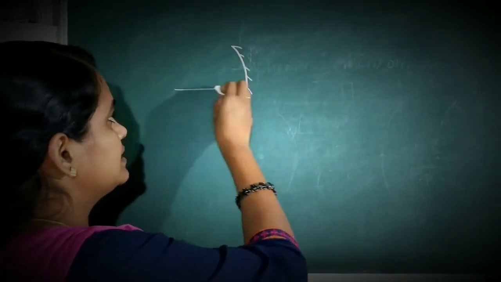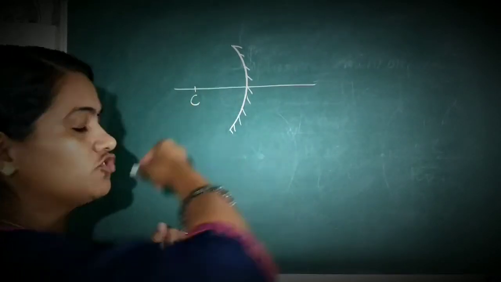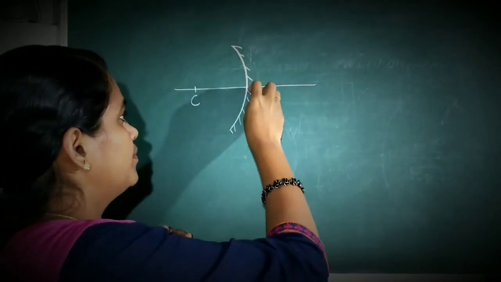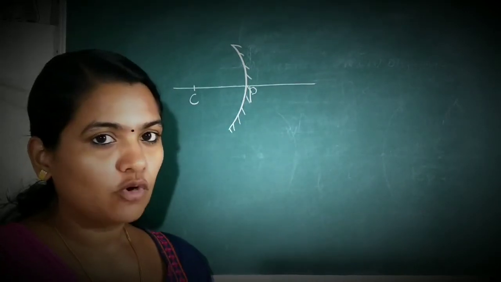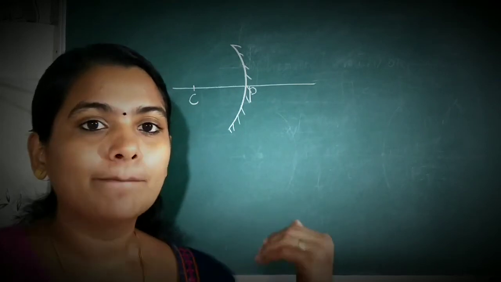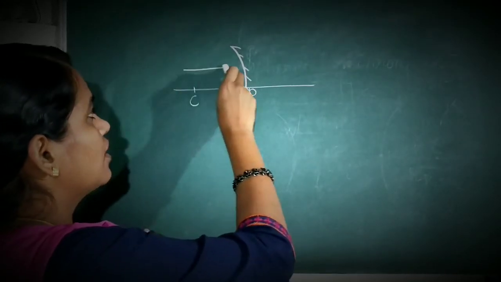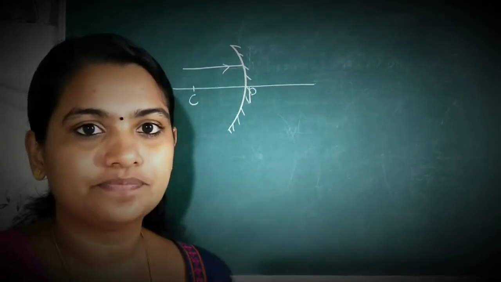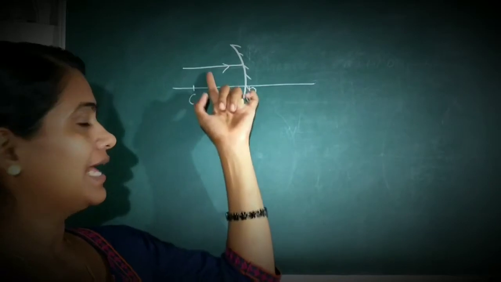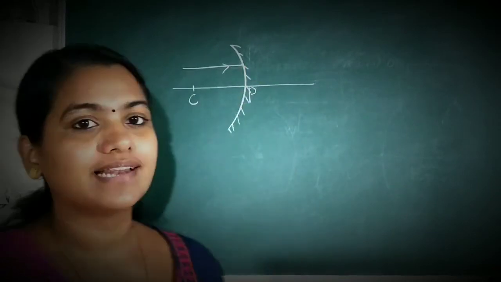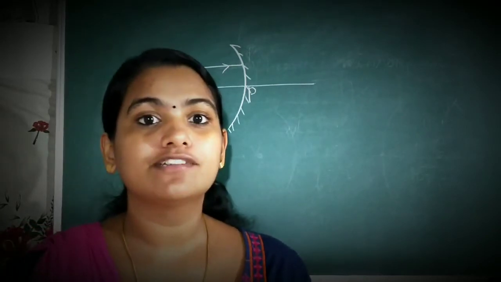Then we have the principal axis like this. We have the center of curvature C, then the pole P. All those things we have seen in the last class. So suppose the light ray is coming parallel to the principal axis and getting incident on the mirror like this. So the incident light ray is coming parallel to the principal axis and striking the mirror like this. So what will happen to this light ray after reflection?